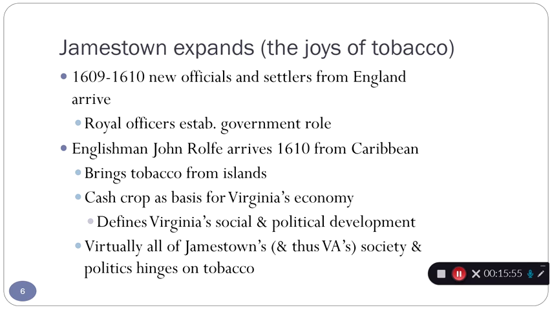Also in 1610, one of the most important events really of all of American history happens, and that is the arrival of a guy named John Rolfe. And John Rolfe is a planter from the Caribbean, and he arrives in Jamestown and recognizes that the climate and the soil in and around Jamestown seem to be perfect for the cultivation of tobacco.